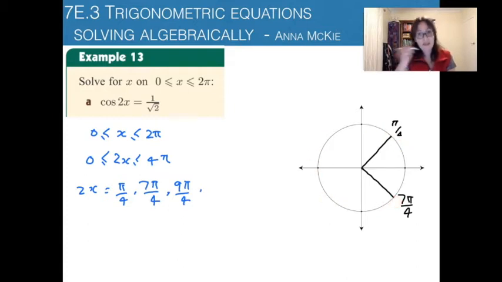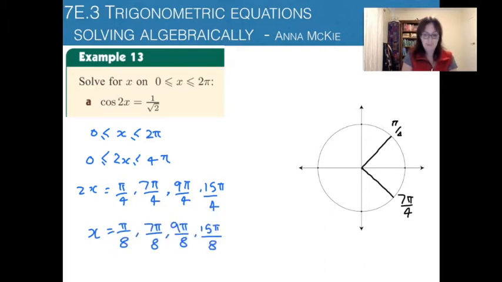And what is this one? The second time around, it's 7 pi on 4 plus 2 pi. That would give you 15 pi on 4. So they're the 4 for the domain for 2x. And now what you do to get your x answer is you're dividing everything through by 2, finishing with 15 pi on 8, and they're your 4 answers for x within that domain now. All of those fit in 2 pi.